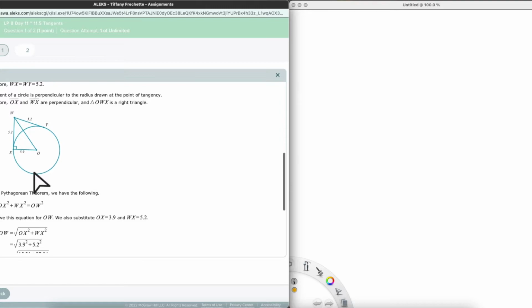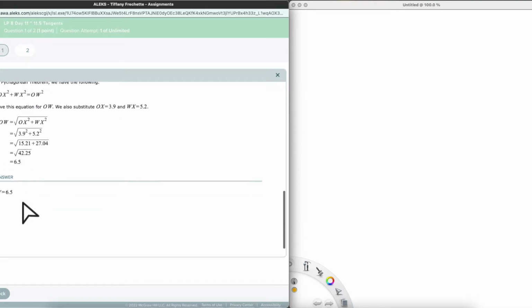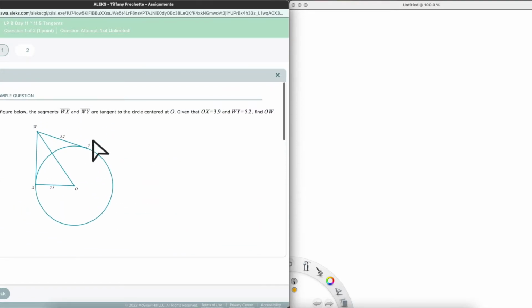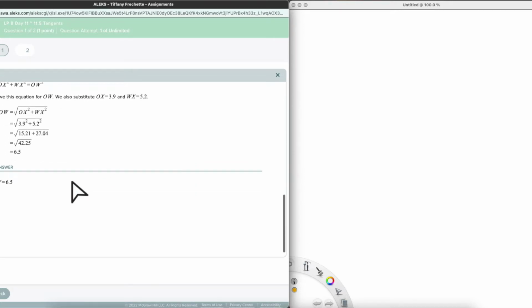We can use Pythagorean theorem and find the answer to the question they're asking us, because in this case, they wanted to know what's the length of WO. So they already drew this one across here, but we could also have done this one. It would have actually been the exact same thing, because if this radius is 3.9, so is this radius. So we're just applying a few rules of tangents here.